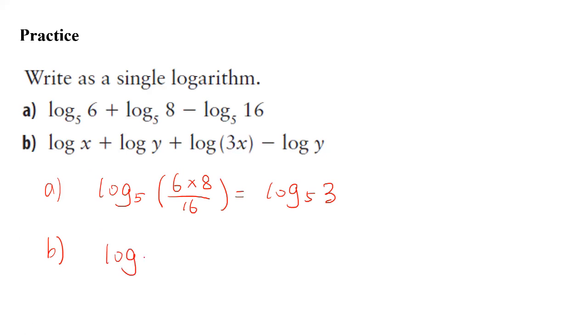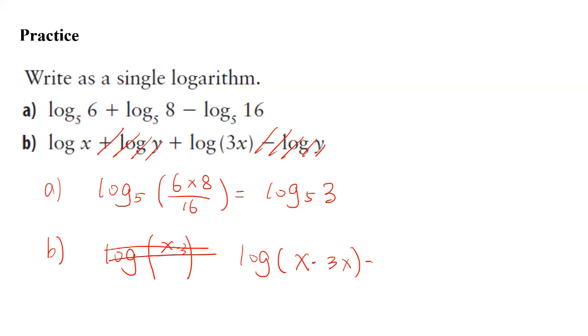this can be written as log base 10 of a product. First of all, these two terms can be canceled, right? So what's left there is log base 10 of x times 3x, which is log 3x squared, right?